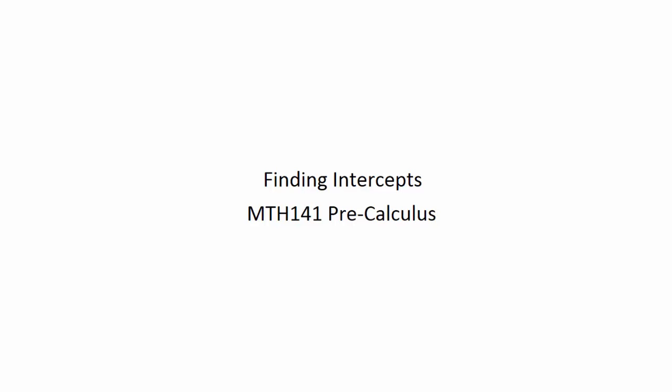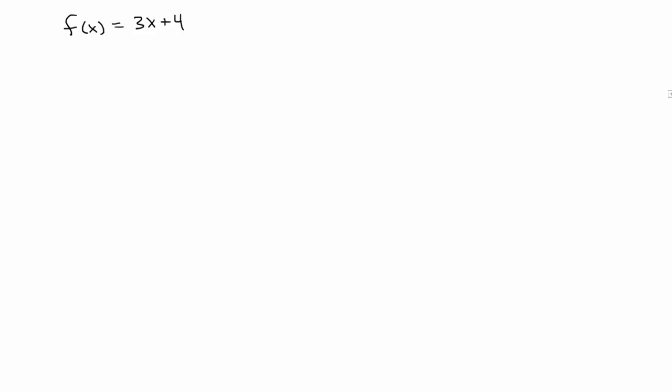In this video, we're going to look at finding intercepts of functions. And in each example, we'll look at a different type of function. In example 1, we have f of x is equal to 3x plus 4, which is a linear function. In order to find the x-intercept, we're going to set y equal to 0. In order to find the y-intercept, we're going to set x equal to 0.